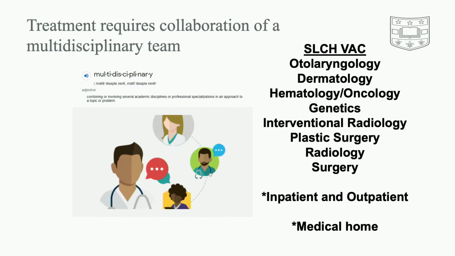And as I go through this, I'm going to frame this again as the way that our multidisciplinary team works. And so at our clinic in St. Louis, we have a team of people that have a dedicated interest in vascular anomalies, and it includes ENT, dermatology, hem-onc, genetics, interventional radiology, plastic surgery, radiology, surgery.